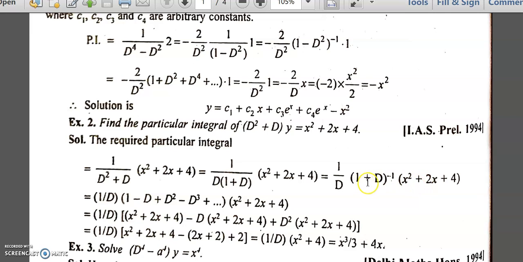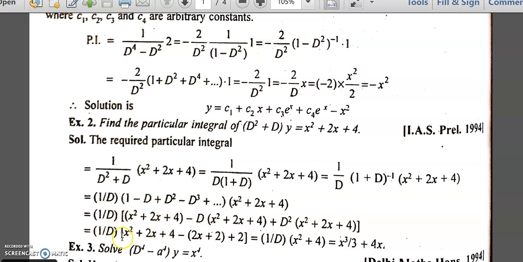Okay, so this is like (1 plus x) whole to the power minus 1, so 1 minus x plus x square minus x cube plus dot dot dot operating on x square plus 2x plus 4. Okay, so 1 multiplied by this gives this term, minus D of this, which means 2x plus 2, then plus D square of this, which means differentiating again, that is 2, and all the other terms will be 0, right?